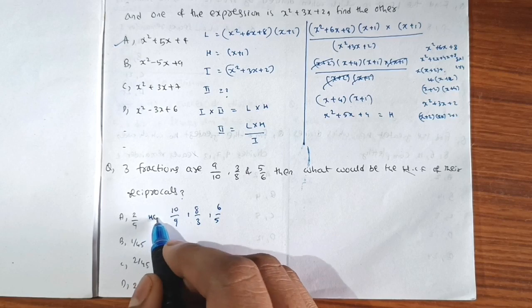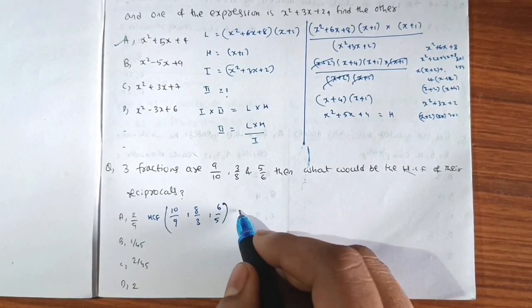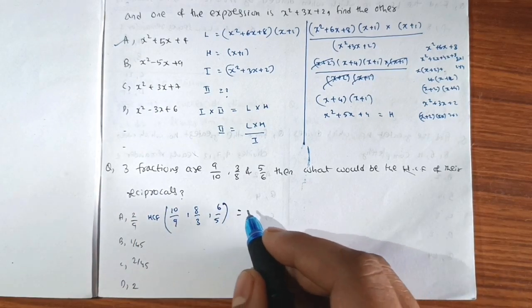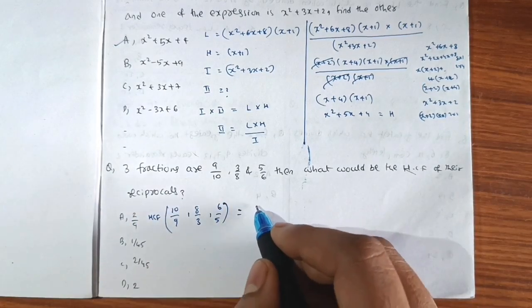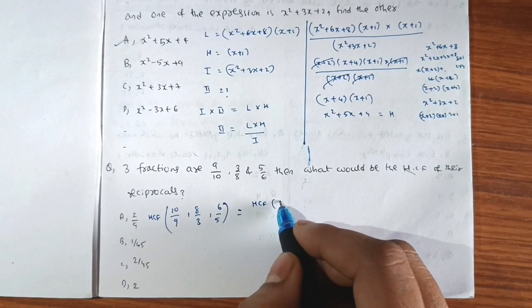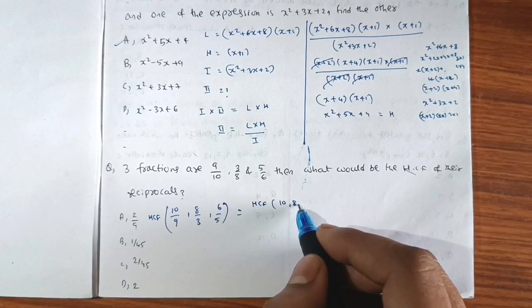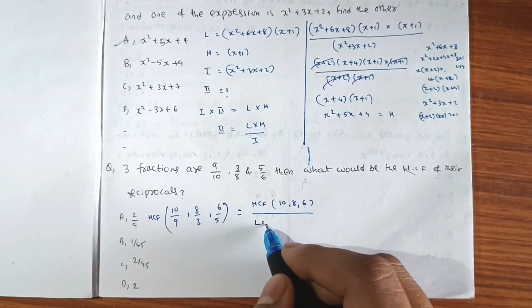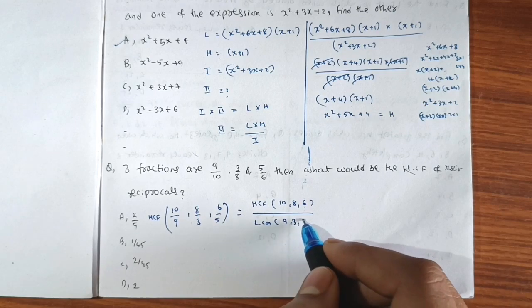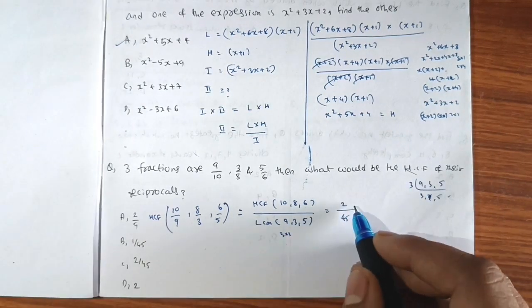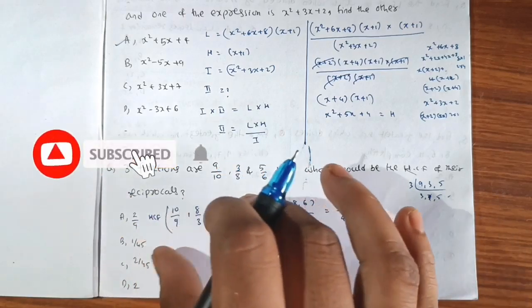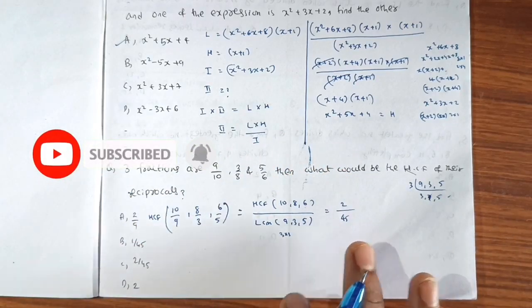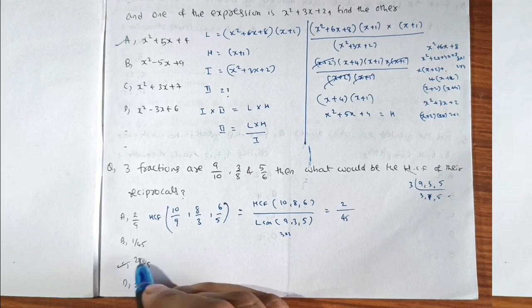For the HCF we have discussed the short trick. Whenever the HCF is asked, we need to find the HCF of the numerators and the LCM of the denominators. That is, the HCF of 10, 8, 6 by the LCM of 9, 3, 5. The HCF of this is 2 and the LCM is 45. So the HCF of the reciprocals is 2 by 45, which is option C.